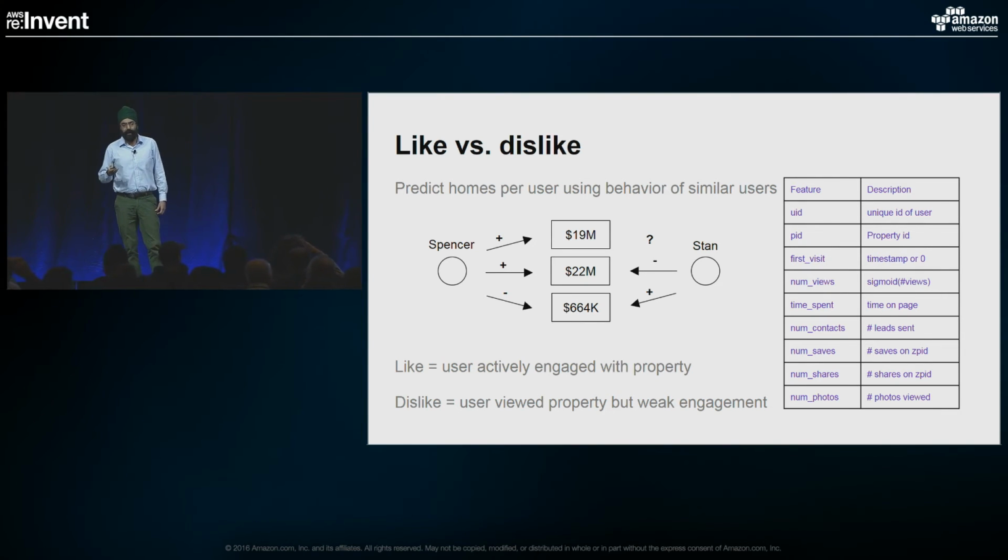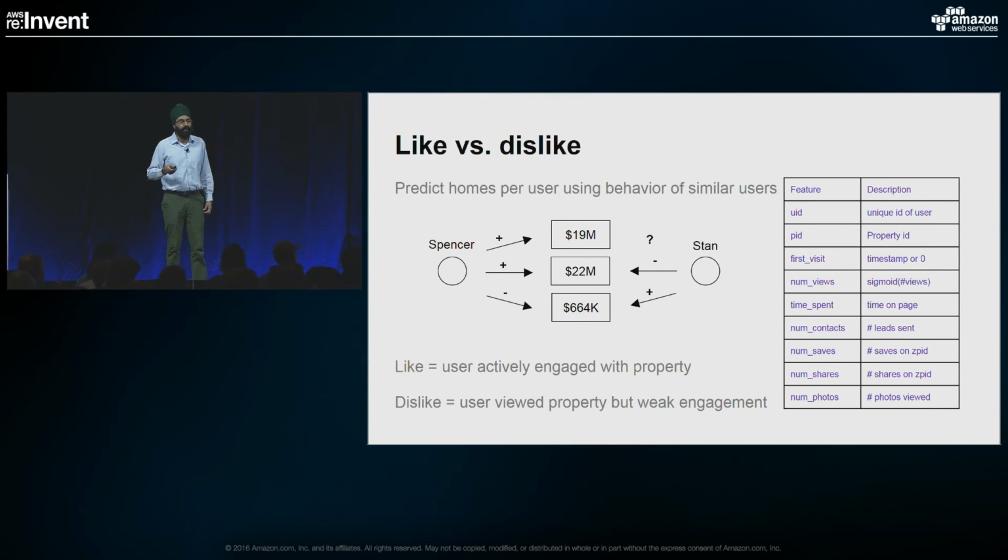And Spencer doesn't like the $664,000 home, the more modestly priced home. Stan likes the more modestly priced home, but doesn't like the $22 million home. So the goal here is to predict, does Stan like or dislike the $19 million home? Our definition of like is that the user actively engaged with the property, and a dislike means the user didn't actively engage.